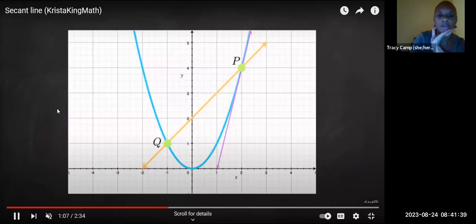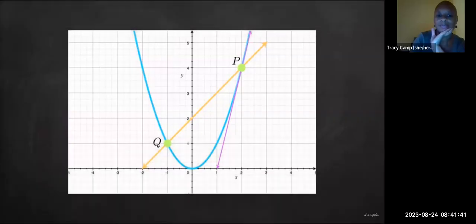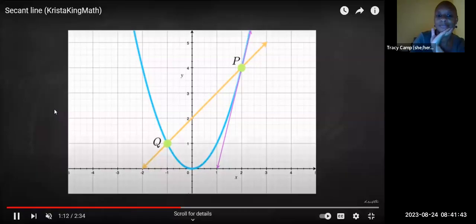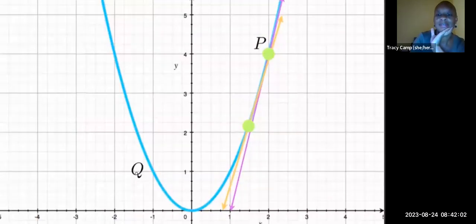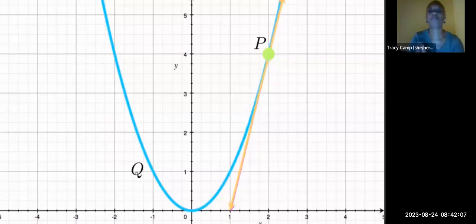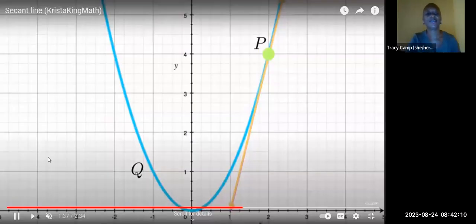Watch Q get closer to P. Watch it. There it goes. It's getting closer. Closer. And you see what's happening to the secant line. It's turning into the tangent line. Q is going to get even closer to P. Watch this. And then Q becomes P, and boom, we have the tangent line. That's the tangent line right there.